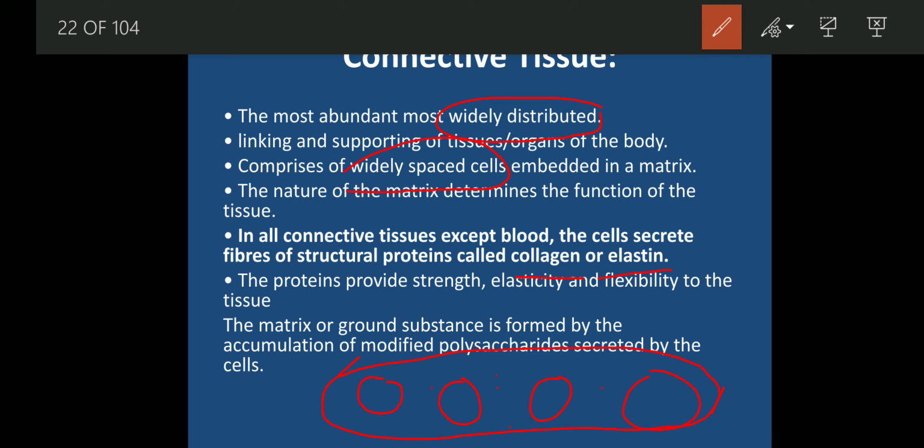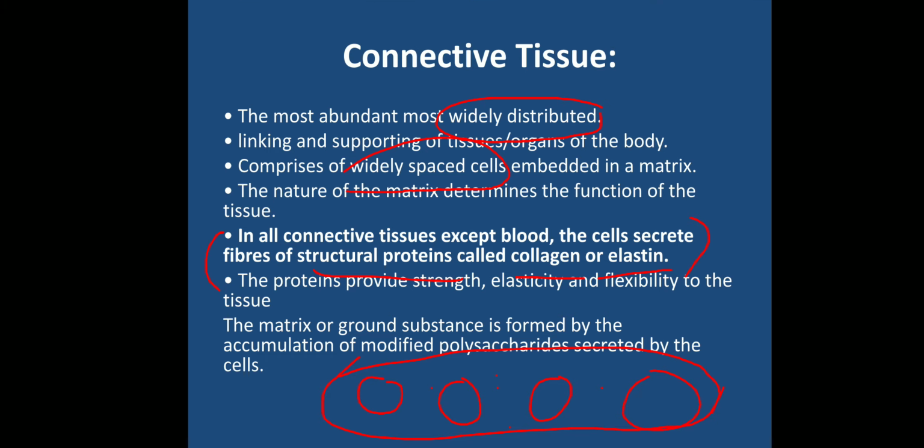The first component is the cell, okay, that is the structural part. The second component is the matrix, within which these cells are embedded, and the third component may or may not be present, but most of the tissues will contain collagen or elastin. These are structural proteins. They are fibrous proteins, okay, so they will be elastin or collagen, and they will be absent in blood. So it's an exception here. So all the connective tissues except blood will have these structural proteins called collagen or elastin. The function of these proteins is to provide strength, elasticity and flexibility to the tissues.